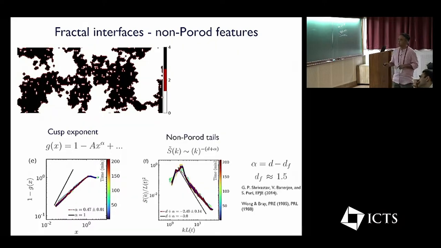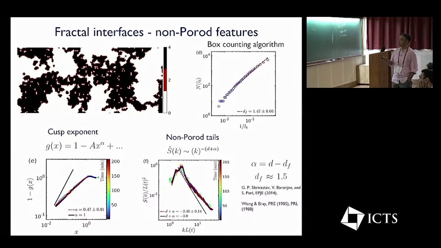And one can also look at the structure factor, and instead of Porod behavior, we see strong signatures of non-Porod tails. So here d plus alpha, if you have Porod behavior, is 3. S of k scales as k to the power -3, and here we see an exponent that is deviating from that Porod behavior. These are fractal structures, so how does one relate alpha to the fractal dimension? There are relations that have been explored previously by these people.